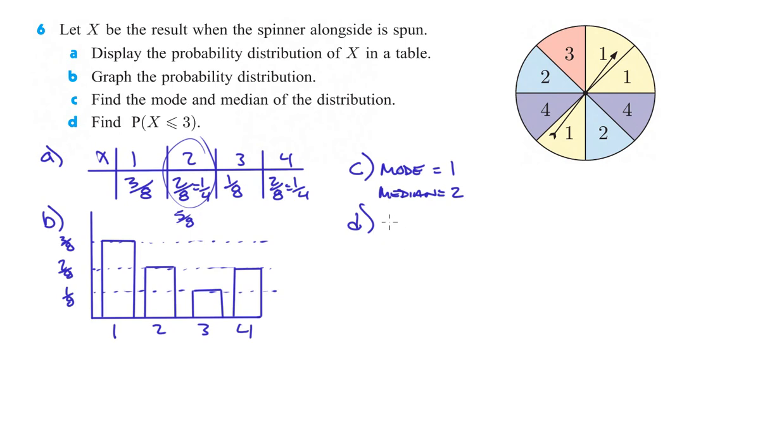Okay, and then D, find the probability that X is less than or equal to 3. That's going to be the 3/8 plus the 2/8 plus the 1/8, which gives us 6/8, which is just fine. Or you could write it as 3/4, or you could also write it as 0.75.